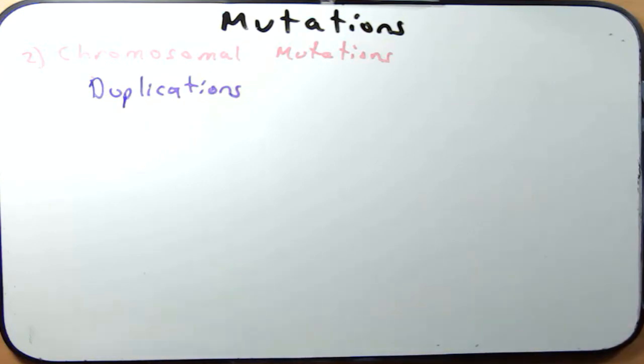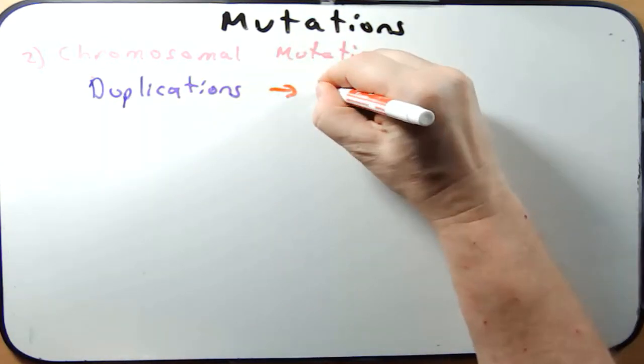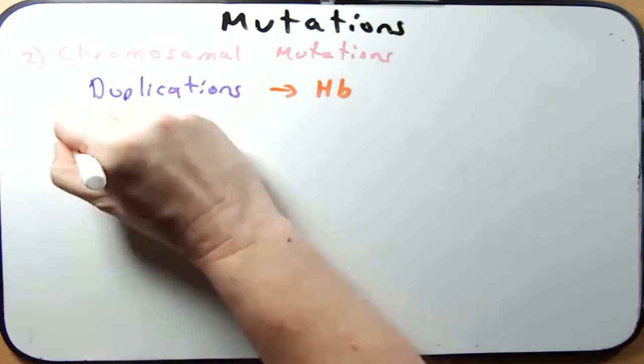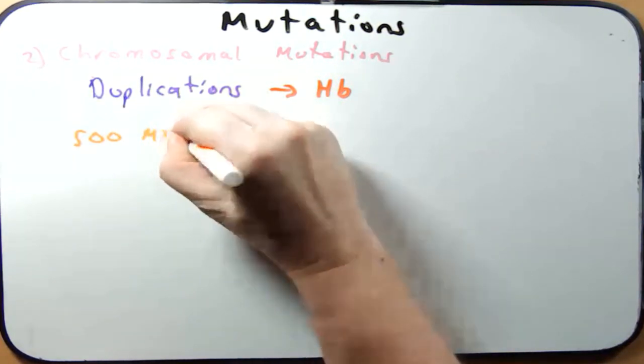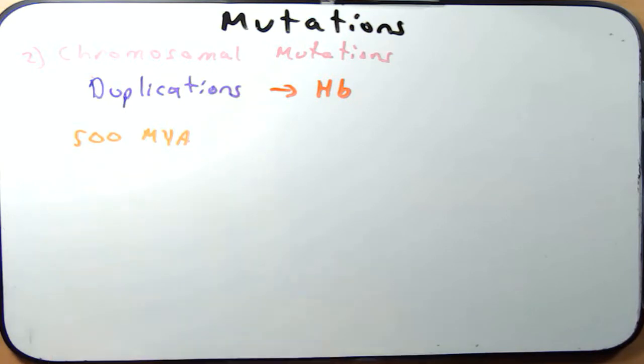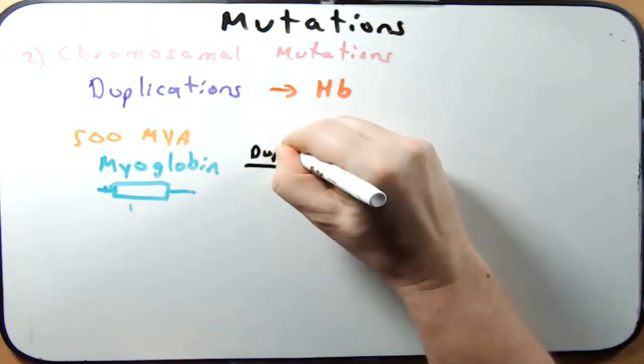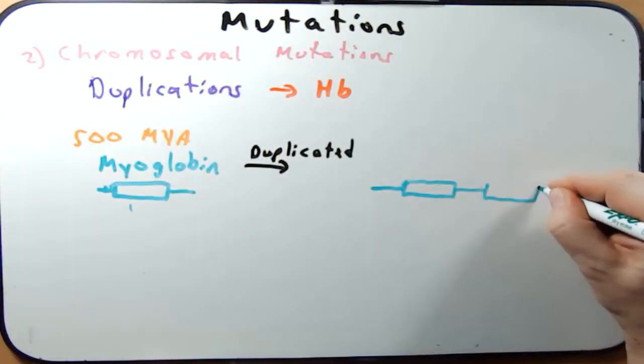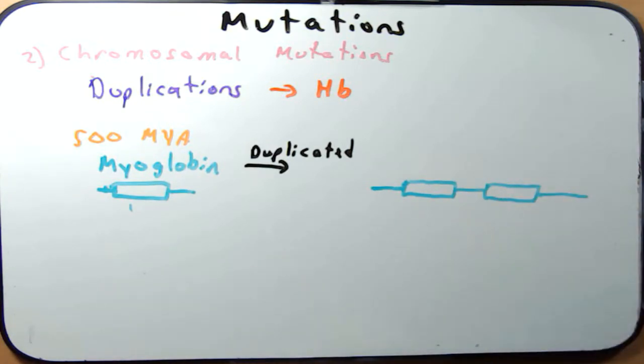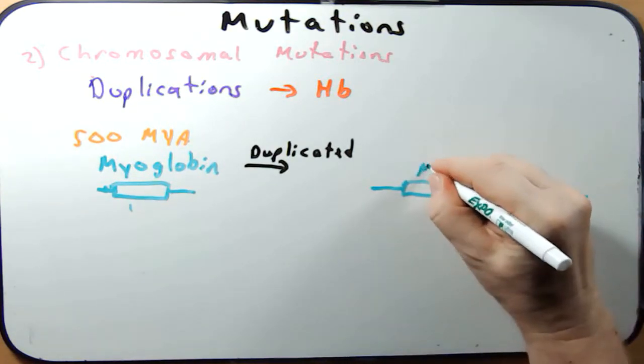As an example here, I'd like to talk about our good friend, the hemoglobin gene. We know that about 500 million years ago, there was a gene called myoglobin, and it had some of the abilities that our present-day hemoglobin has in oxygen transport. We still have myoglobin in humans and other animals. But around 500 million years ago, this gene, myoglobin, duplicated. As I said before, it essentially just copied itself, and so there were two myoglobin genes. I'm going to abbreviate that as MB.